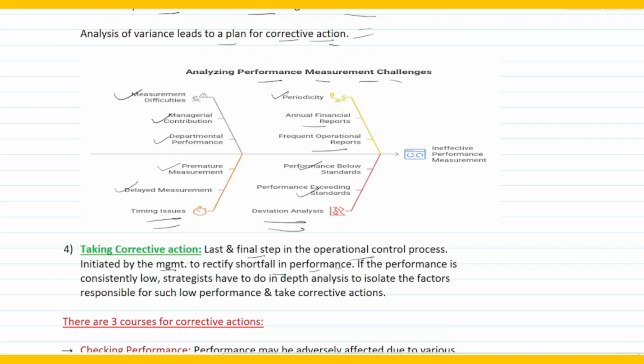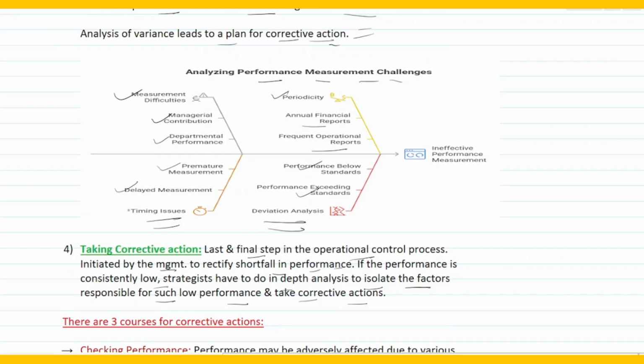So ideally the corrective action should be taken more often than not in the cases wherein the expectations have not been met. If the performance is consistently low, strategists have to do an in-depth analysis to isolate the factors responsible for such performance and take corrective actions, right? So that is very much self-explanatory.